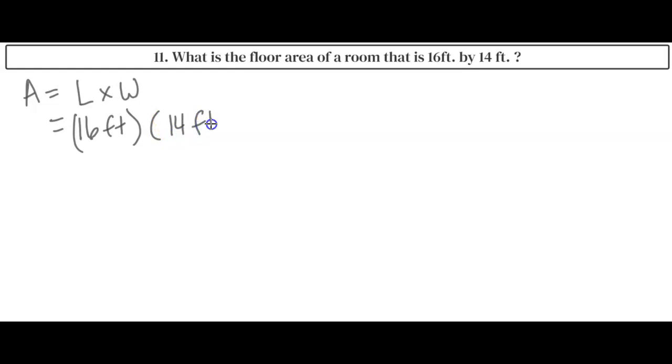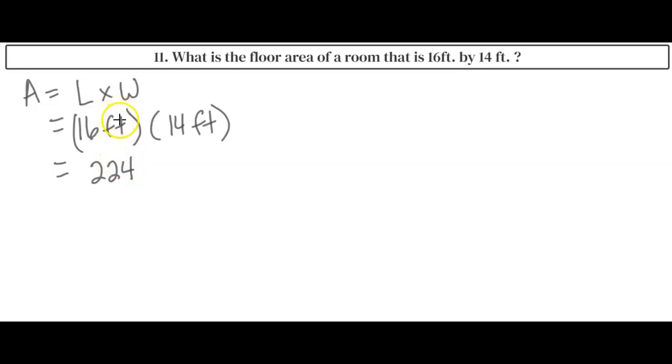Now, what is the formula for the area of a rectangle? It is length times width. The length would be 16 feet times 14 feet. Multiply the two numbers. 16 times 14 is 224.